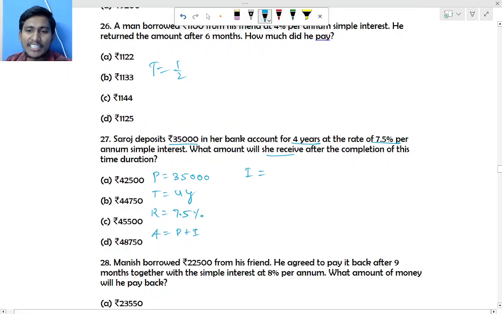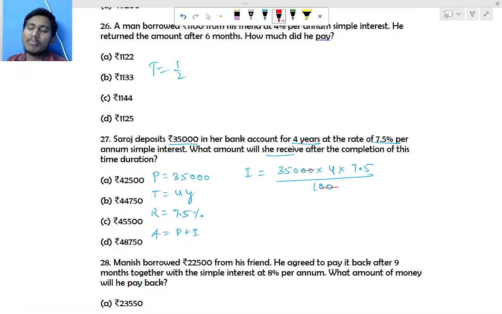I am doing it directly. Principal is 35,000 into PTR. T is 4, R is how much? 7.5 divided by how much here? That is 100. So cancellation now. Here 2 zeros, here 2 zeros, cancel, right? So then what will come?